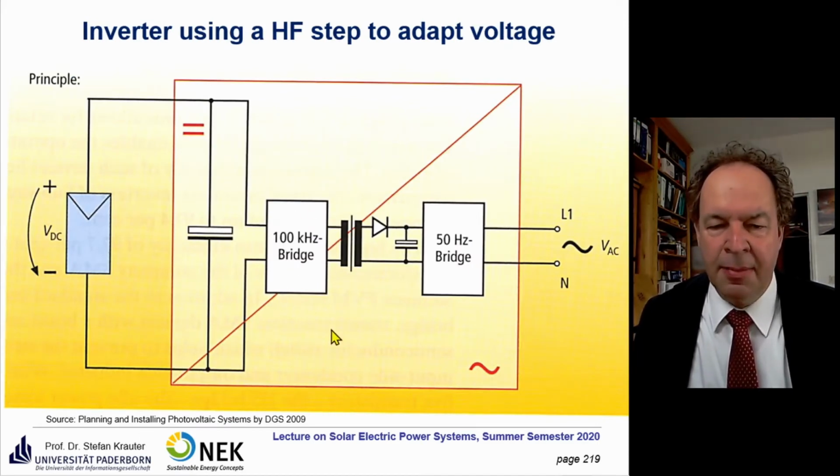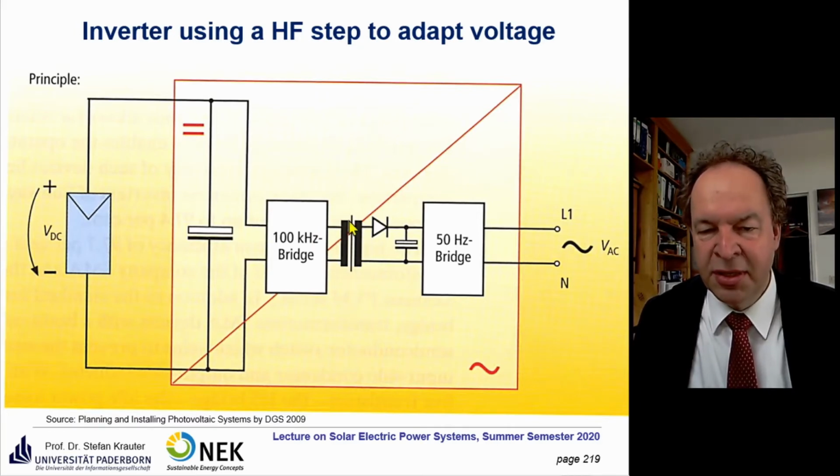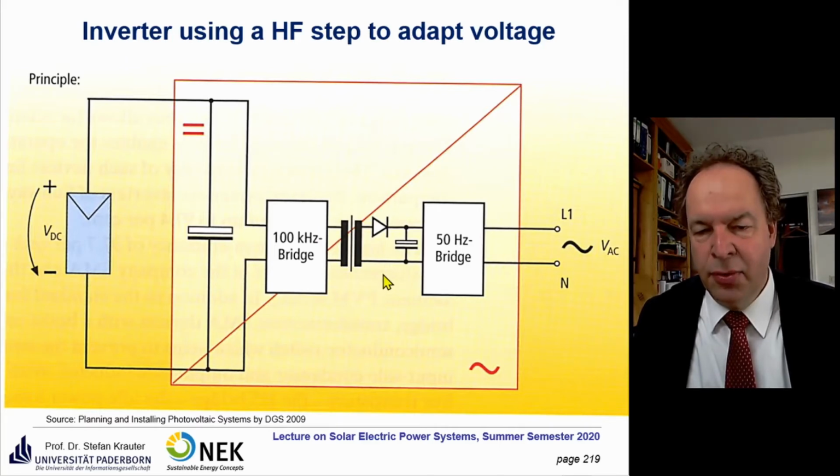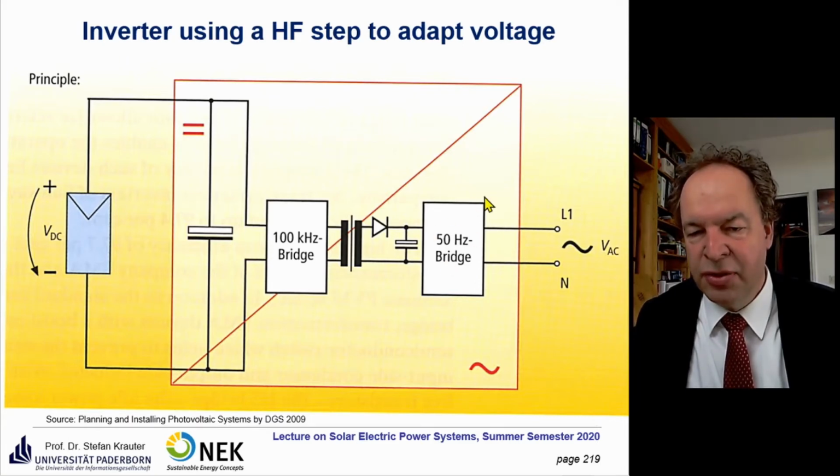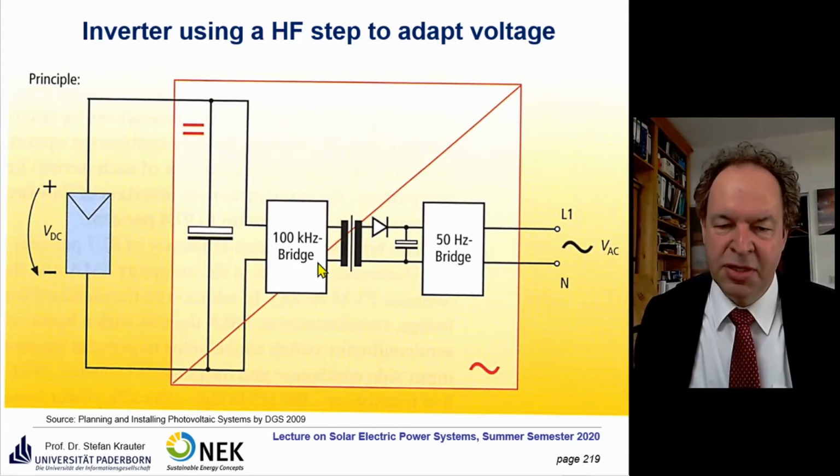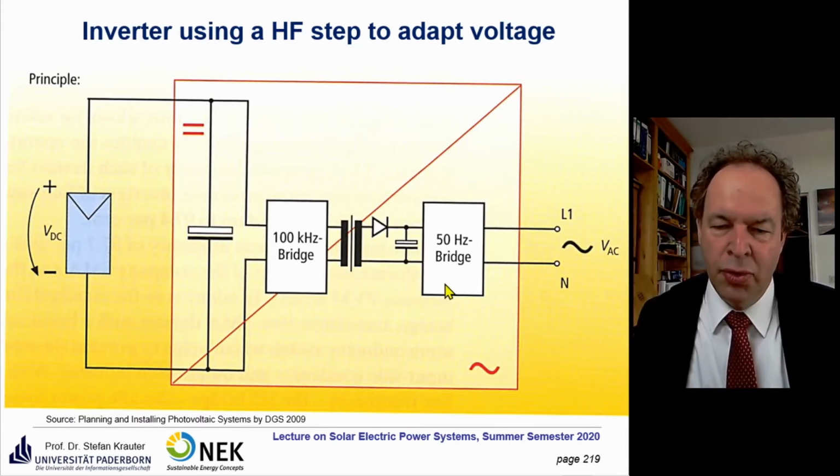So this is a high frequency step. Sorry, you just create a high frequency here. Then you can use a very small transformer here, and then you convert it into DC again, and then you use that DC to convert it directly to the grid-compatible 50 Hertz. It's at the same voltage, so you don't have to consider an additional transformer here. So this is basically just to give you the right voltage here, and then here you create the AC.